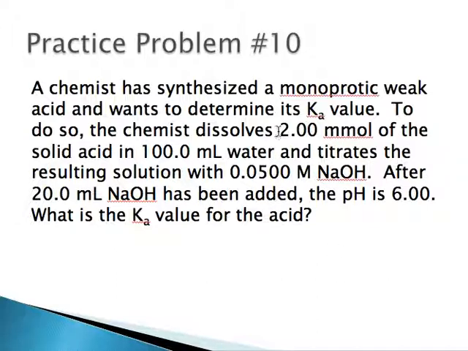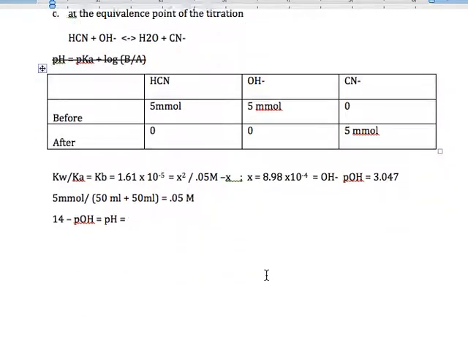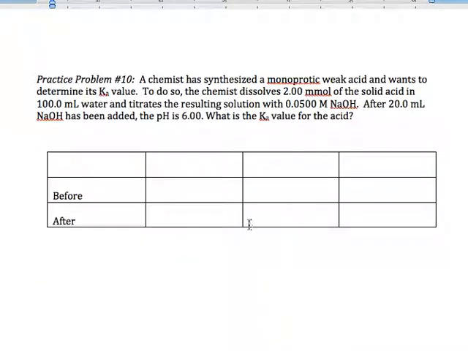To do so, the chemist dissolves 2 millimoles of the solid acid in 100 milliliters of water and titrates the resulting solution with 0.05 molar NaOH. After 20 milliliters of this NaOH has been added, the pH is 6. What is the Ka value for the acid? All right, so I'm going to switch back. Here's this problem. This is practice problem 10 on your sheet.